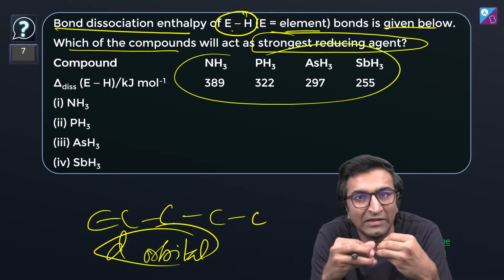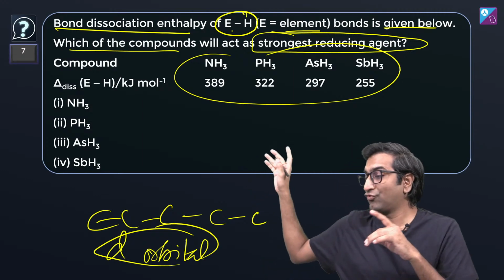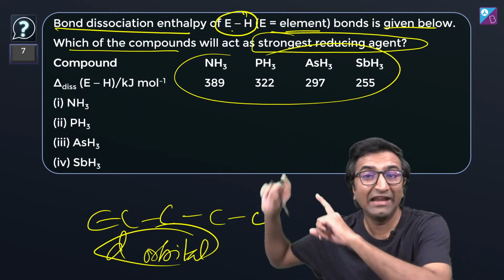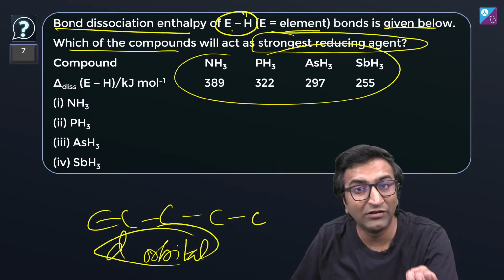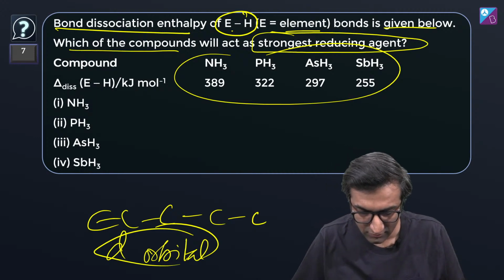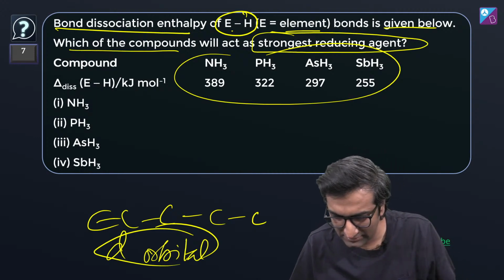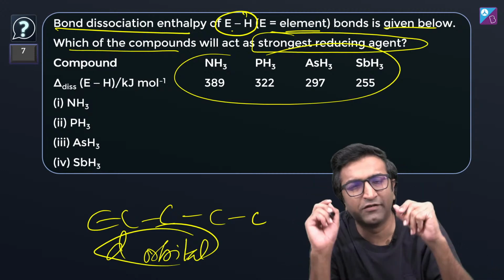But my request is that you try to analyze these numbers. With these numbers we can figure this out with the basic idea of what a reducing agent is. What is a reducing agent? A reducing agent likes being oxidized.